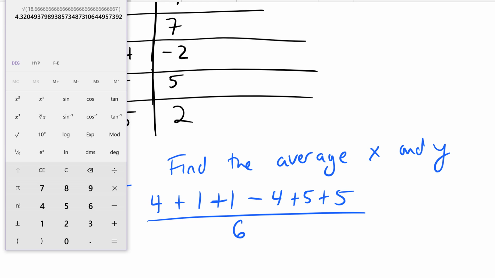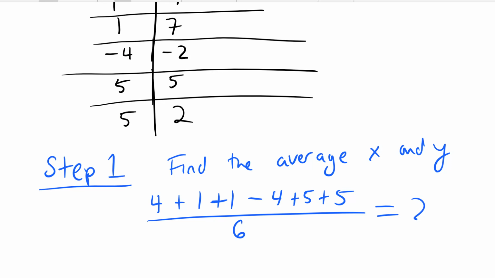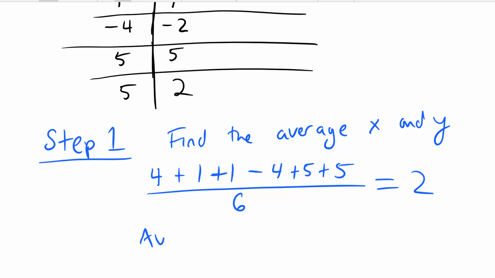Use the calculator. We have 4 plus 1 plus 1 minus 4 plus 5 plus 5 divided by 6 is 2. So this tells us that the average of x is 2.